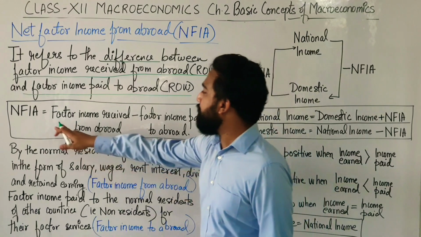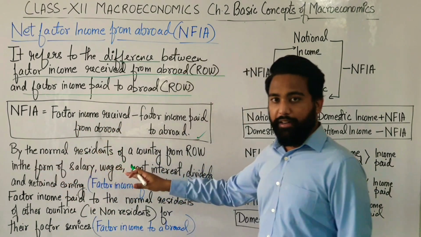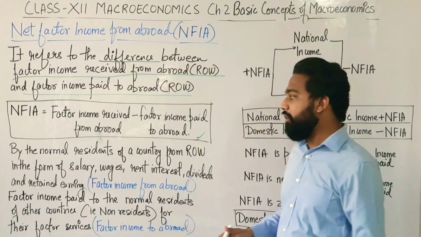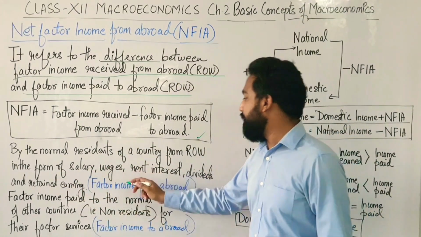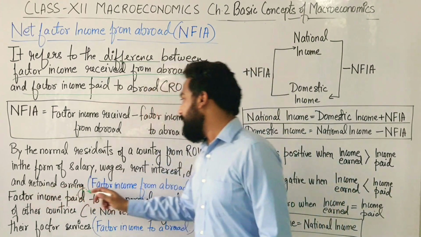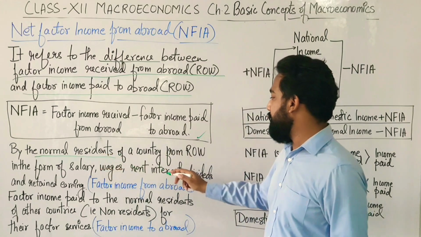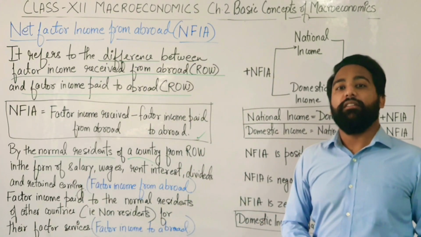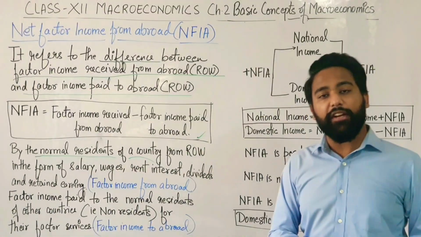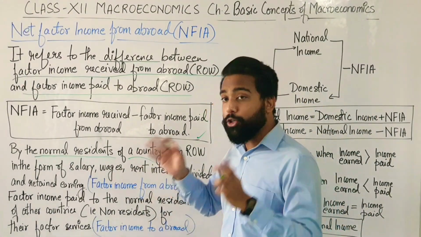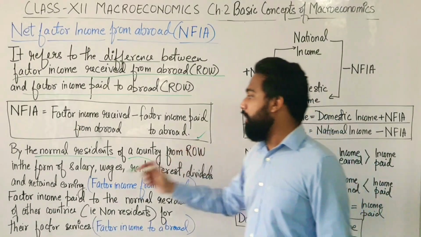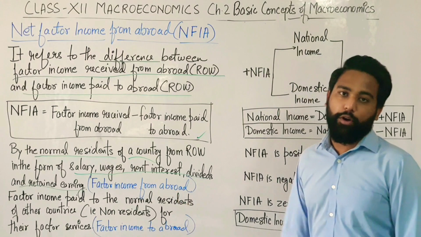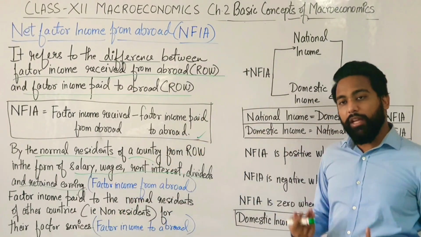Now, what do you mean by factor income received from abroad? It is income received by the normal residents of a country from the rest of the world in the form of salary, wages, rent, interest, dividends and retained earnings. This includes people who are from outside the country but working in our country, whose economic interest lies in our country. Basically, it is factor income from abroad.